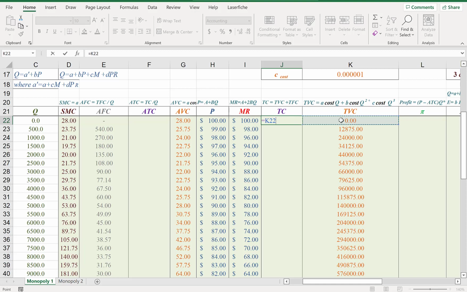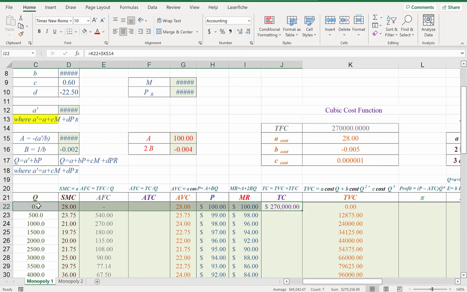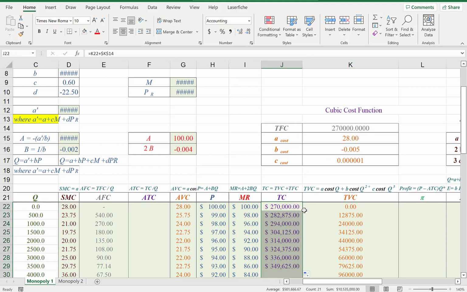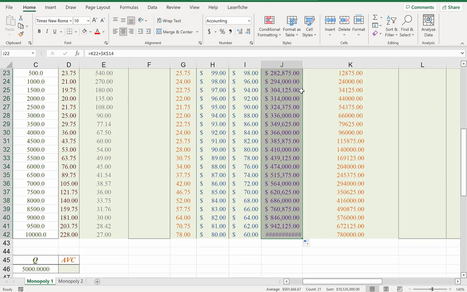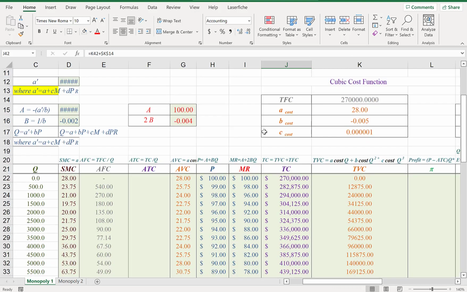Total variable cost plus your total fixed cost. You need to put dollar signs so that you always grab this $270,000. Look, even if you produce nothing, your total cost is $270,000, which is your total fixed cost. Pull this all the way down. Total cost goes all the way, it surpasses $1 million.